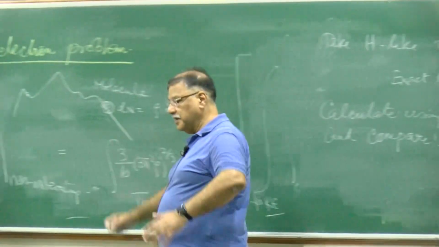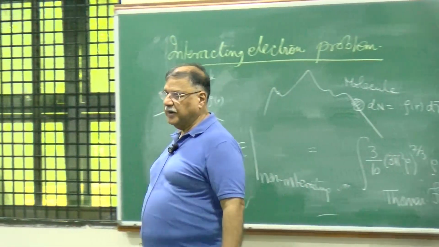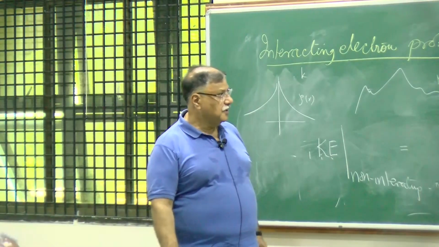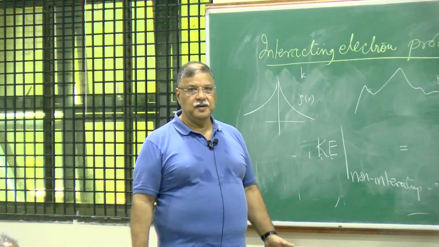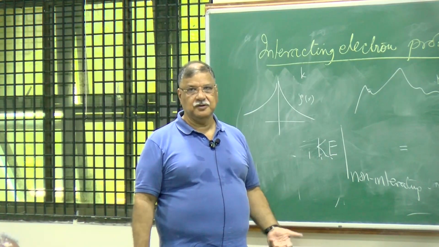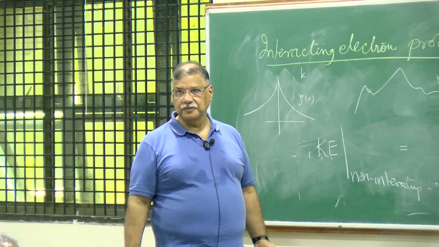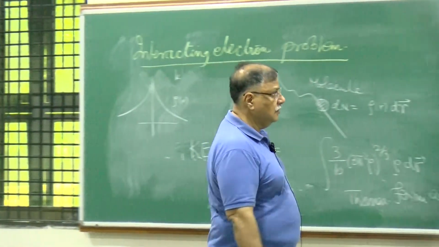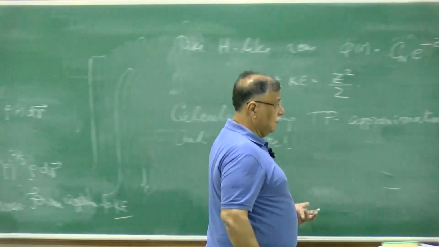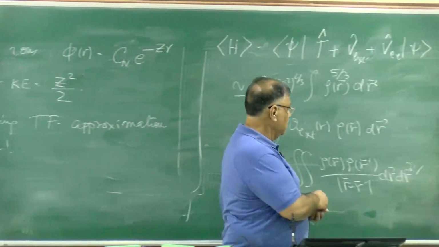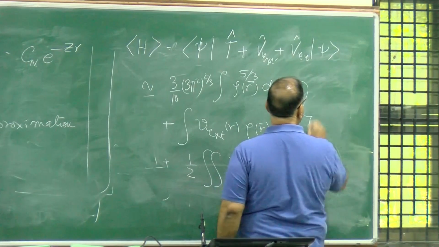So we have replaced that entire energy by an approximate functional written in terms of the density. This was the first approximation, the first method developed to solve the many electron problem in terms of the density, and this is known as the Thomas Fermi approximation.